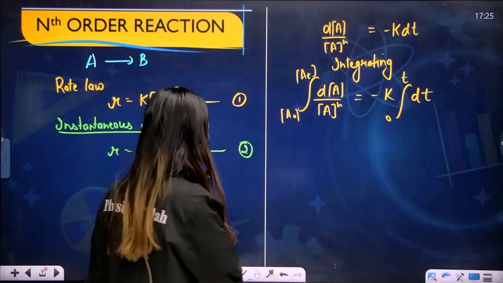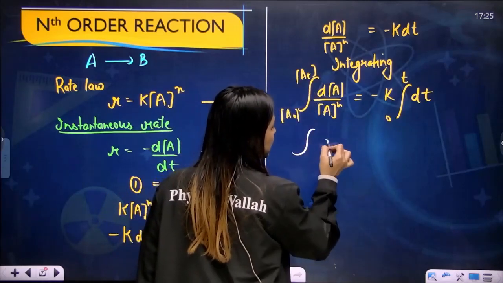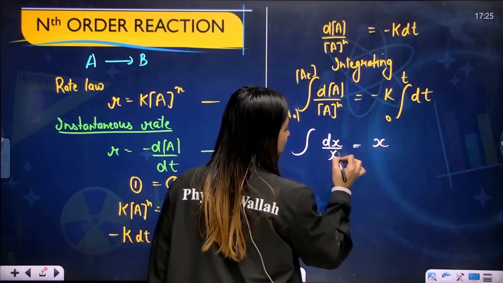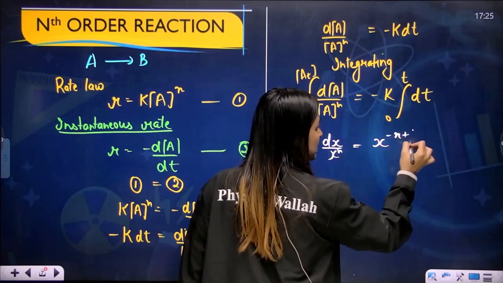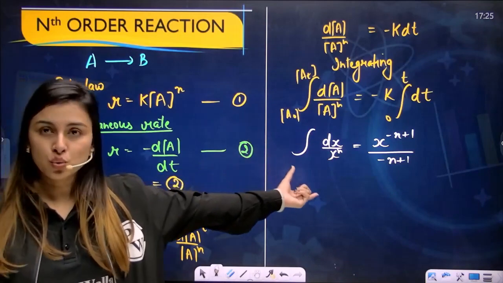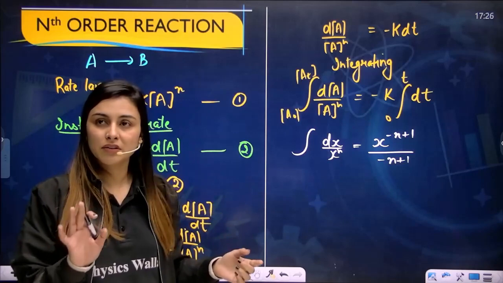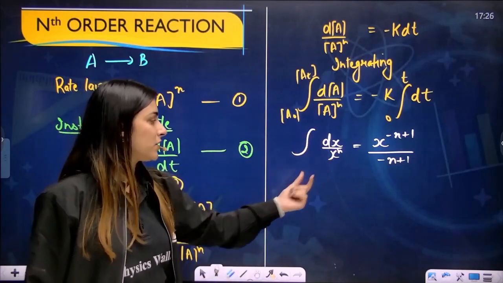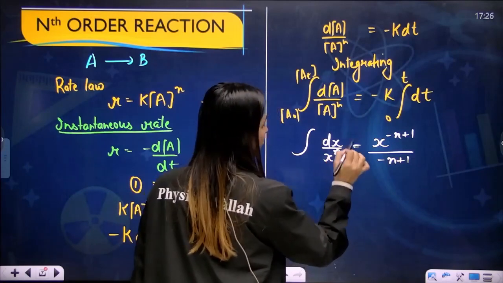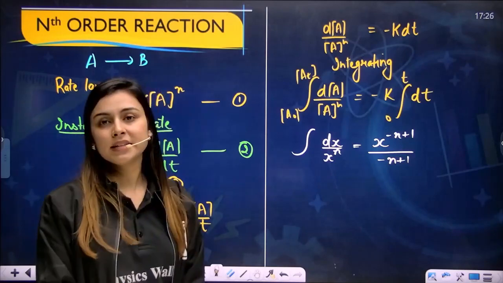Yes. Now I want to tell you, when you integrate, my dear students, anything, let's say dx upon x, the integration is always x. Let's say it has power n. So this would be x raised to the power minus n plus 1 upon minus n plus 1. This is the integration formula we use. I'll be using this formula, so I've told you beforehand so that you will not be confused. So the integration of dx by x raised to the power n is equal to x raised to the power minus n plus 1 upon minus n plus 1.